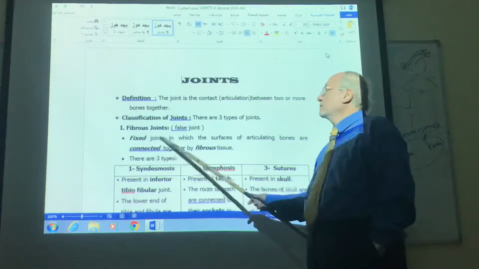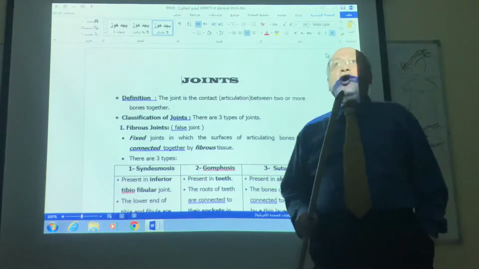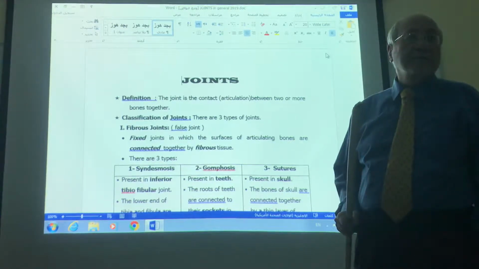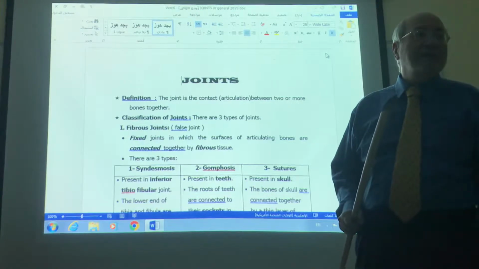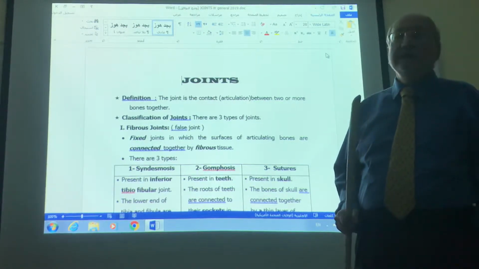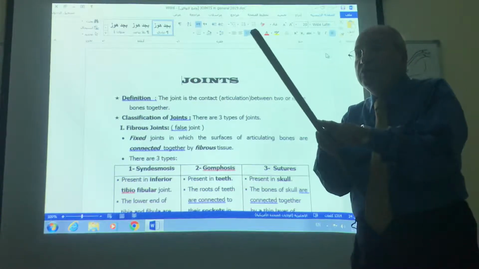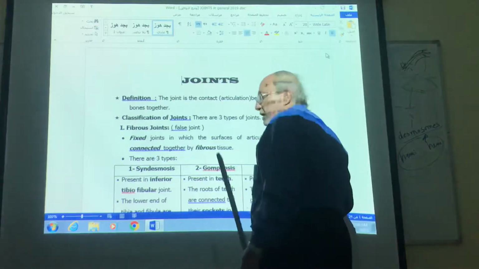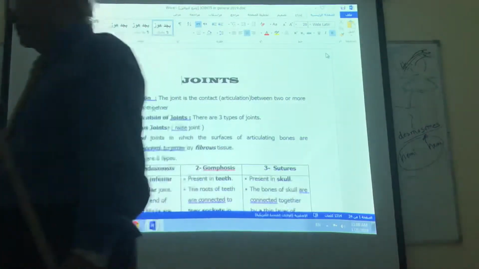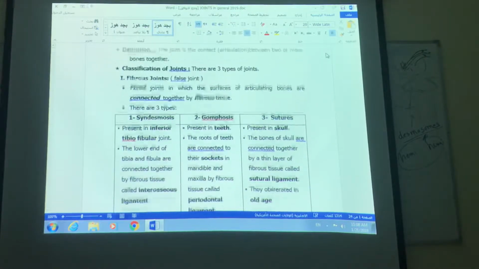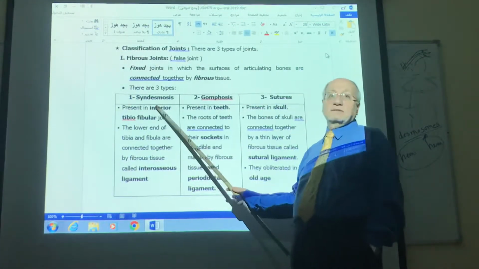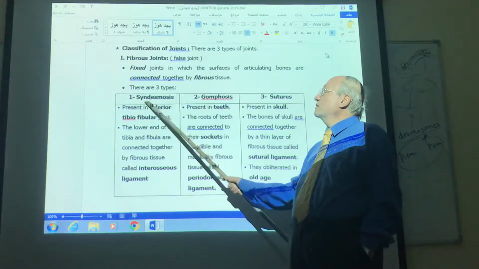In fibrous joints, the surfaces of the bones are connected together by fibrous tissue. There are three types of fibrous joint. First of all is syndesmosis.